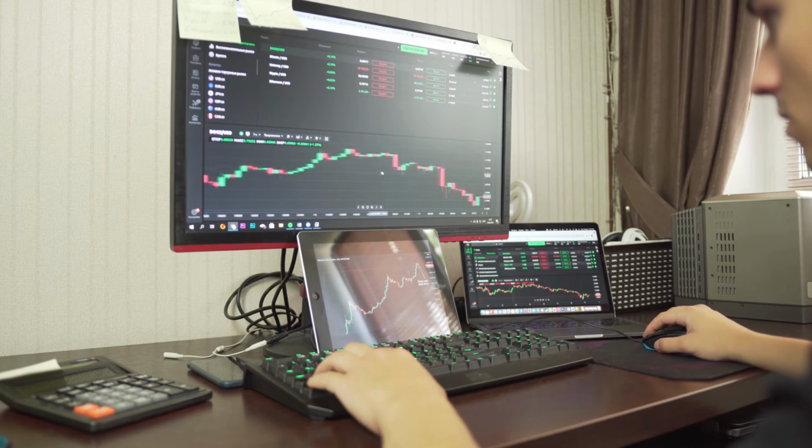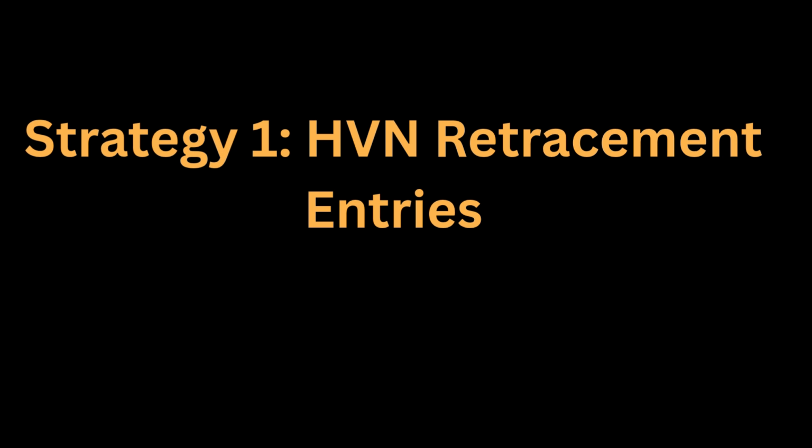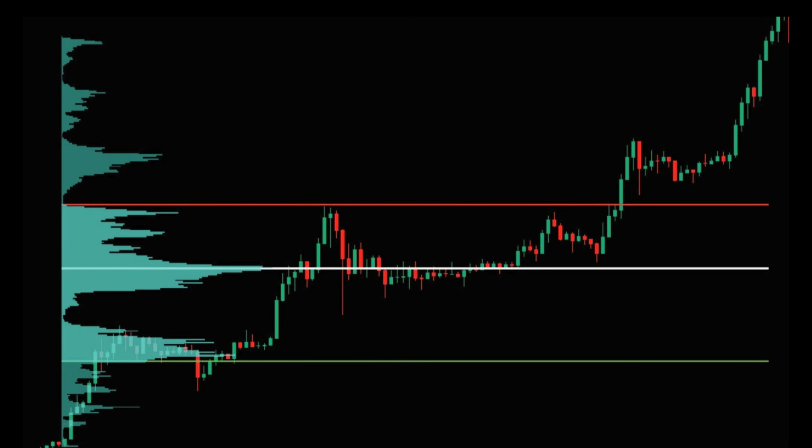Now let's talk about strategy. How do we actually trade using FRVP? Strategy 1, HVN retracement entries. If price returns to a previously established HVN, expect it to act as support or resistance. These are ideal zones for limit orders.